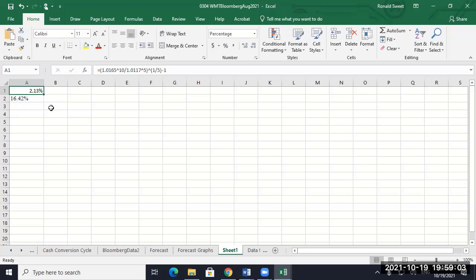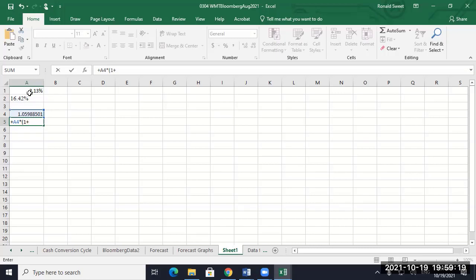That makes sense, right? 2.13. So what does that mean? You're going to invest at 1.17 for 5 years, and you're going to take that and invest at 1 plus 2.13 for another 5 years. That should get you 1 plus 1.0165 for 10 years. It should give you the exact same amount. So that's the forward curve.